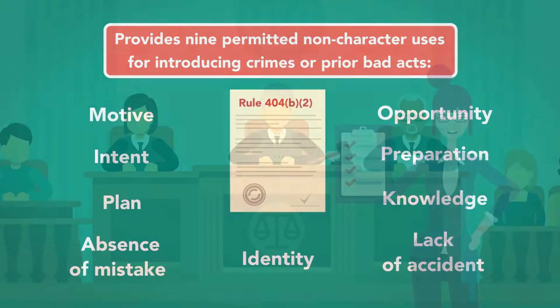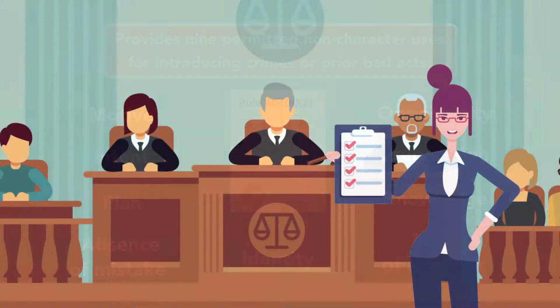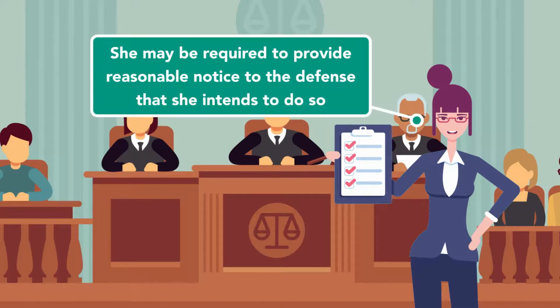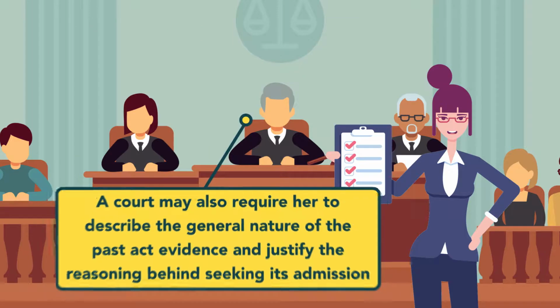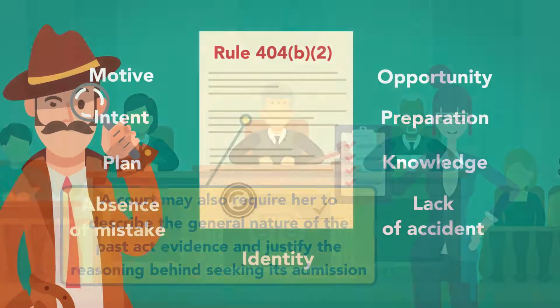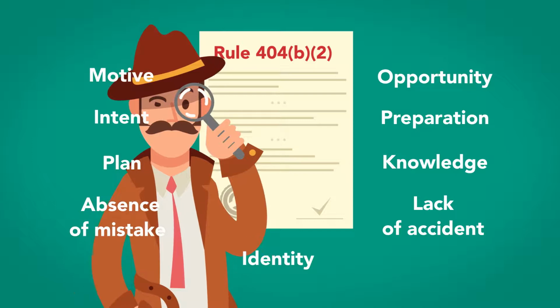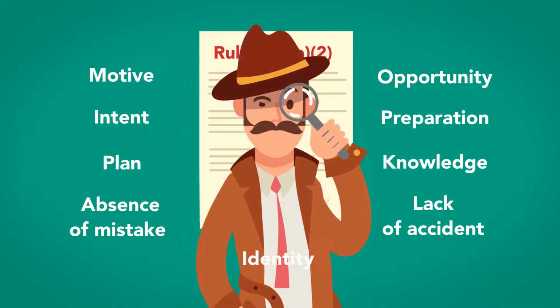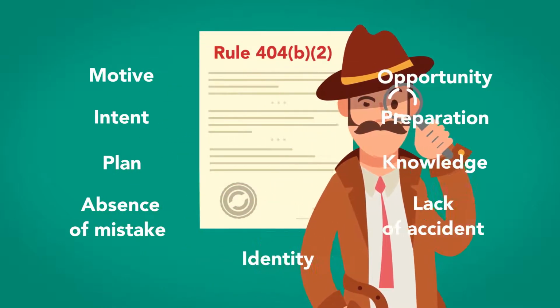If the prosecutor wants to provide past act evidence for one of the allowed purposes, she may be required to provide reasonable notice to the defense that she intends to do so. A court may also require her to describe the general nature of the past act evidence and to justify the reasoning behind seeking its admission. Let's look at some examples to illustrate when prior acts may be used for these enumerated purposes under Rule 404(b).